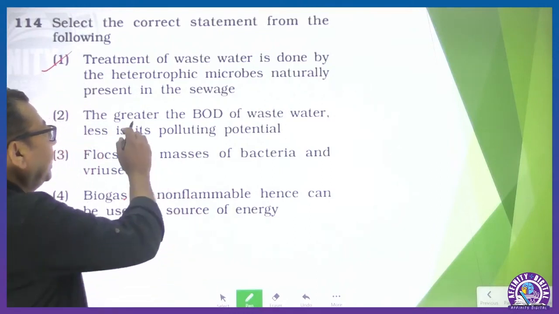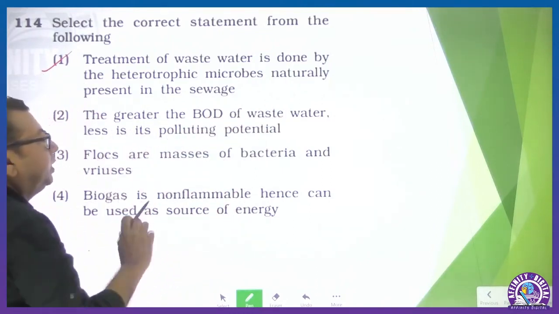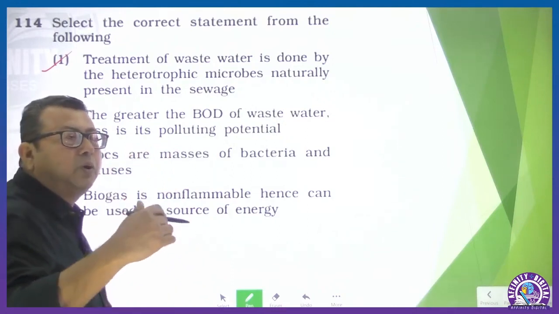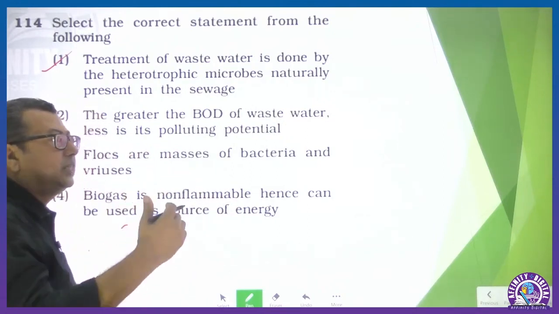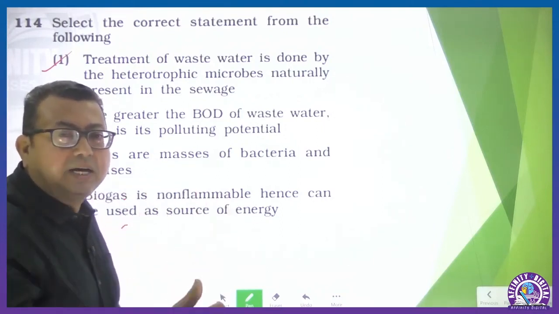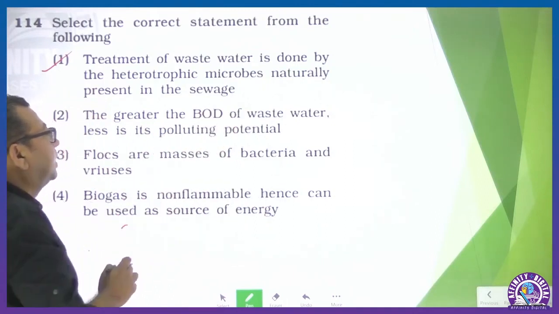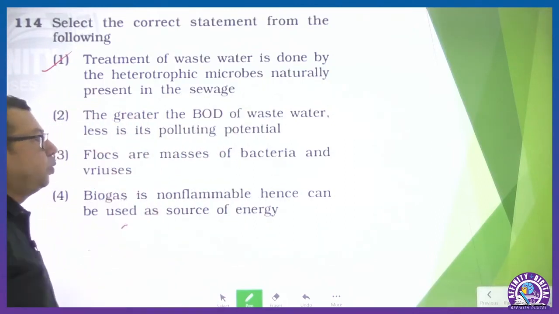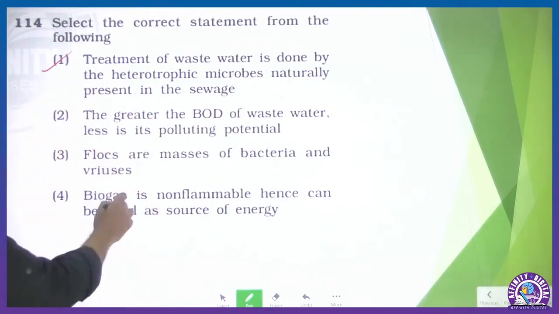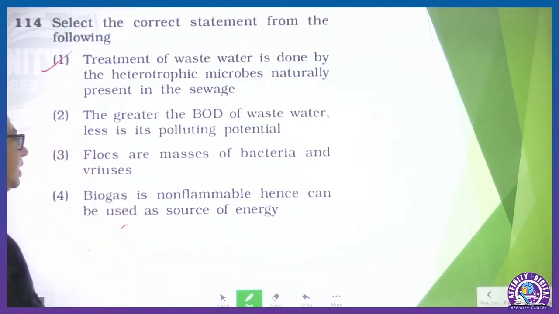Okay, so greater the BOD of the wastewater, less is its polluting nature. The more organic matter there is in water, the more its polluting nature will be, meaning the BOD will be higher. So greater the BOD of wastewater, more will be its polluting potential. So what is given here? Less. Therefore this is not the correct answer.